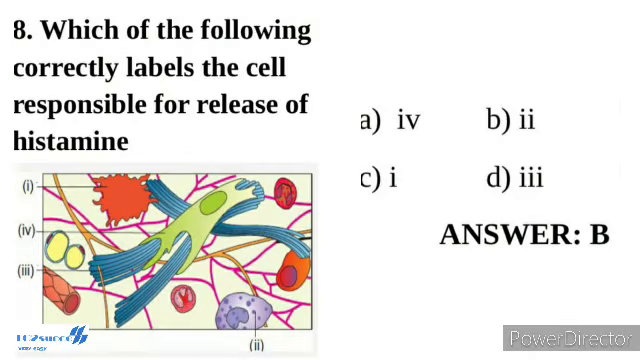Question number 8. Which of the following correctly labels the cell responsible for release of histamine? Shown in the diagram, loose connective tissue, areolar tissue. Loose connective tissue has cells and fibers loosely arranged in a semi-fluid ground substance. For example, areolar tissue present beneath the skin often serves as a supporting framework of epithelium. It contains fibroblasts, that is cells that produce and secrete fibers, macrophages and mast cells.